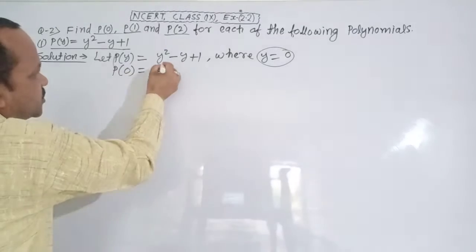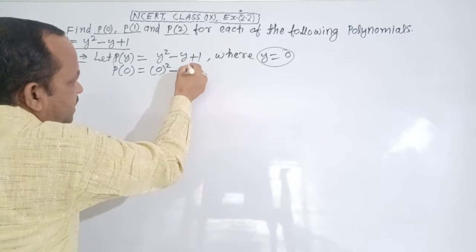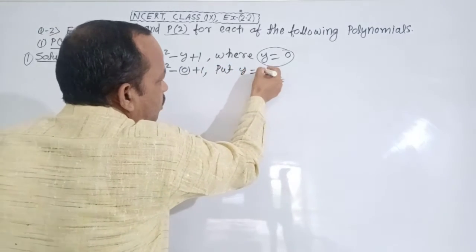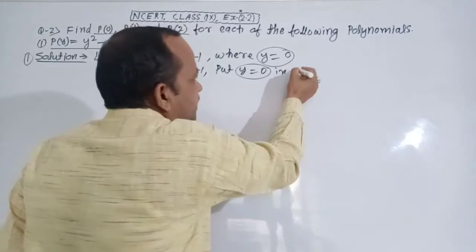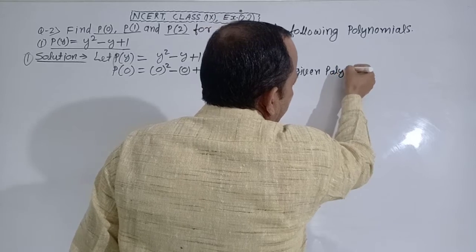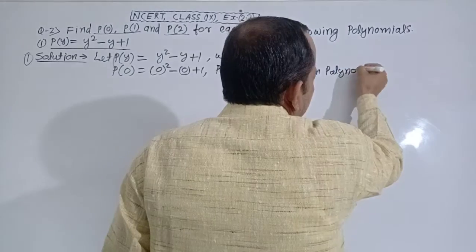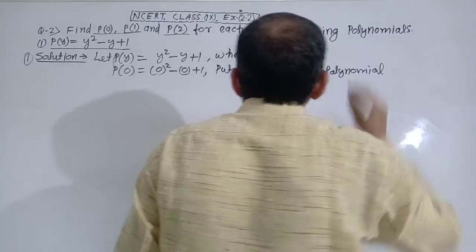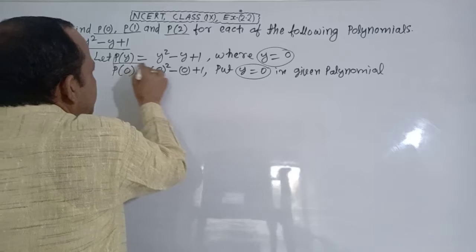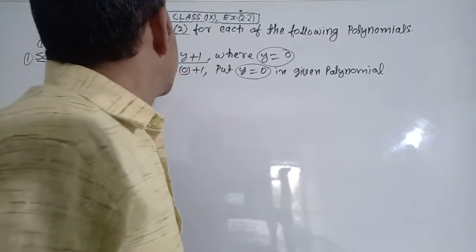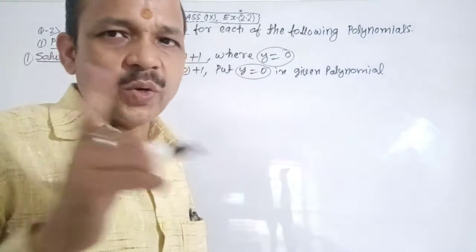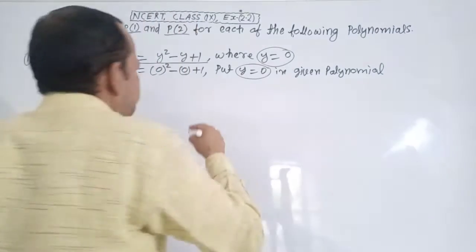P(0) equals 0 square minus 0 plus 1. Put y equal to 0 in the given polynomial. Given polynomial is P(y) equals y square minus y plus 1. Clear? No confusion about it? Very good.